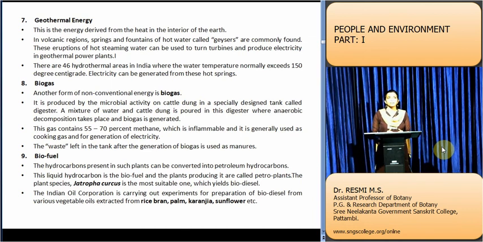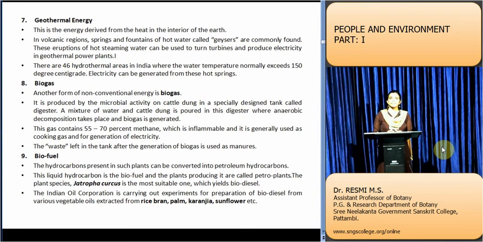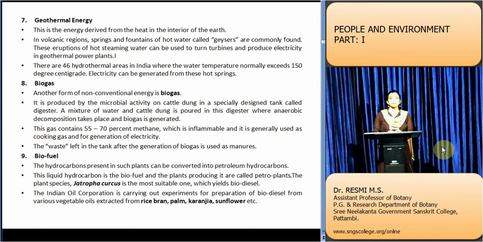In the absence of oxygen, anaerobic digestion takes place and biogas is generated. This biogas contains 55 to 75% methane, which is inflammable and is generally used for cooking gas and for generation of electricity. And the added advantage is the waste left over in this generation of biogas can be used as manure.